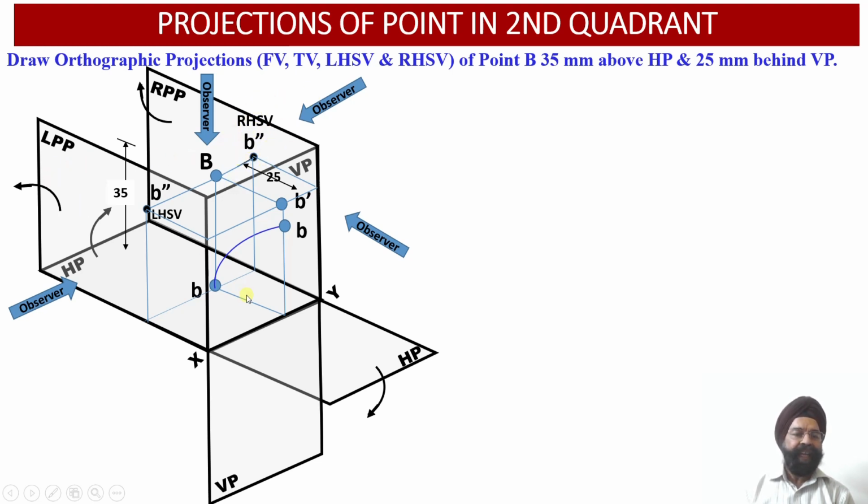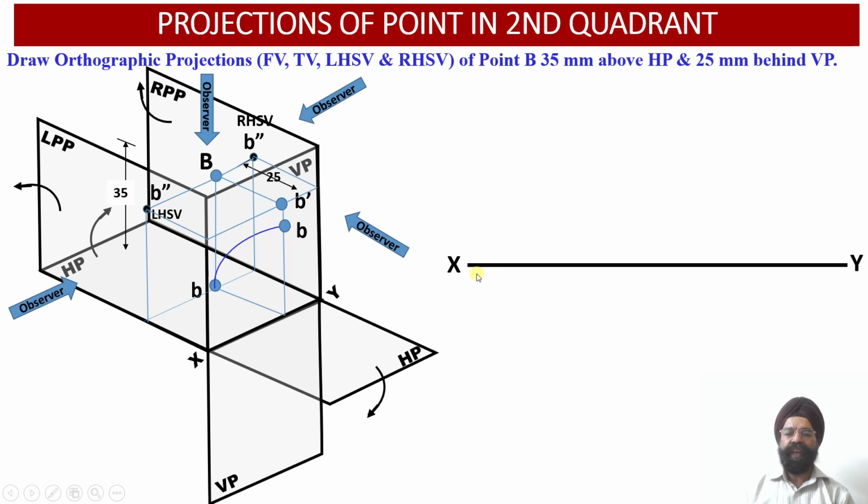Now we know that as we have rotated the horizontal plane in the upward direction, we also need to rotate the left profile plane towards the left orientation about this hinge. Similarly, we also need to rotate the right profile plane toward the right side direction about this particular hinge. So now let us proceed to evaluate the two-dimensional orthographic projections of this point B onto a single plane.